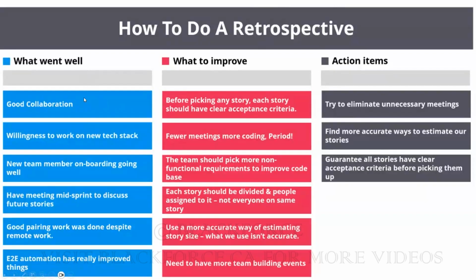What went well? What are the things that happened, right? There was good collaboration, willingness to work on new tech stack, new team members onboarding going on. Have meetings mid-sprint to discuss future stories. You know, what went well? What are the things we want to improve? Before picking any story, each story should have clear acceptance criteria, right? So you see, these are the things they want to improve on. They want to ensure that every story has clear acceptance criteria, not just having acceptance criteria, but clear acceptance criteria. Then they put the action item, the things they want to action on.